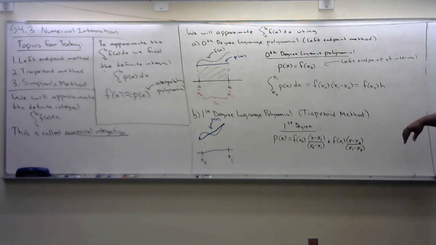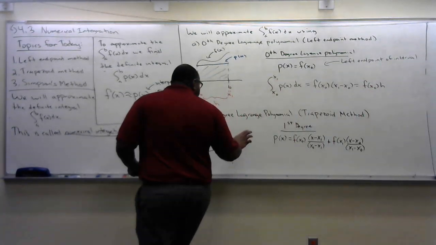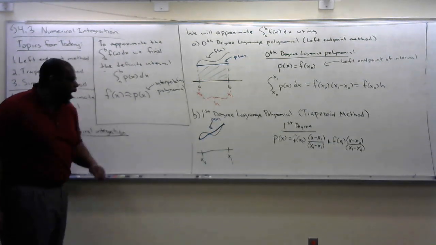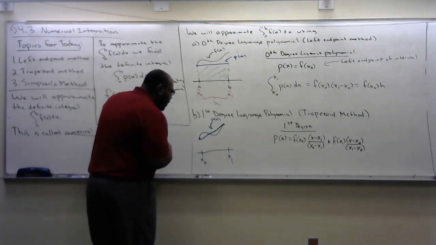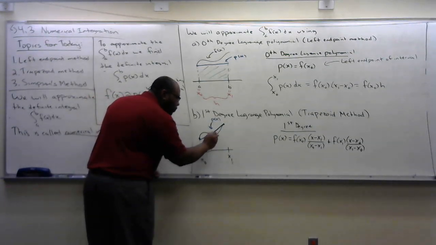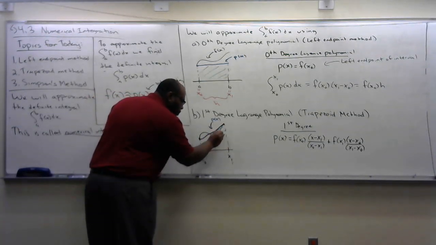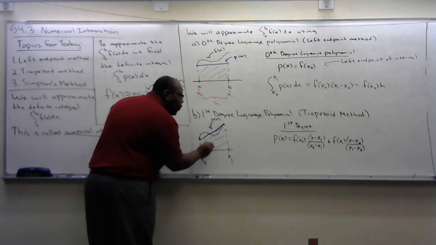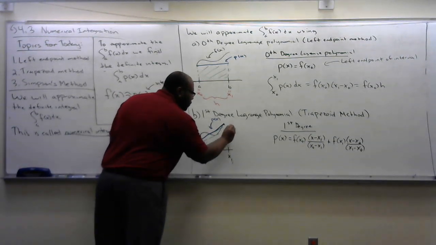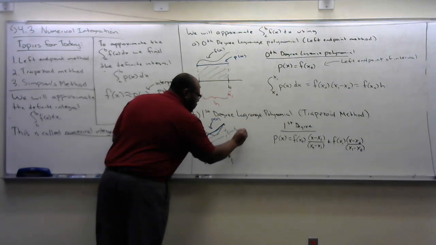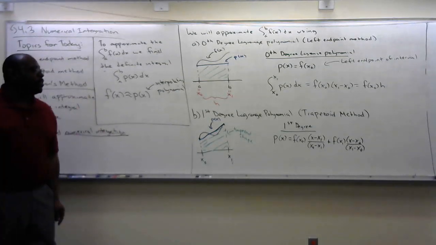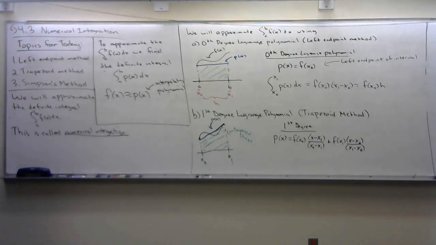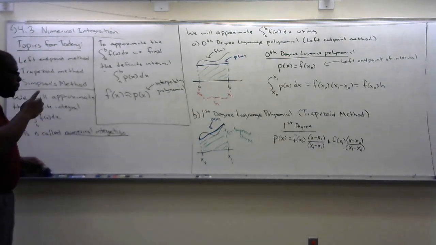Now, what I'm going to do is integrate this polynomial over the interval from a to b. Now, when we look at this area underneath this function, we notice that the shape we get is a trapezoid. Trapezoid shape. And this is why this is called the trapezoid method, right? Because when we look at the area underneath this polynomial, you get a trapezoid shape.